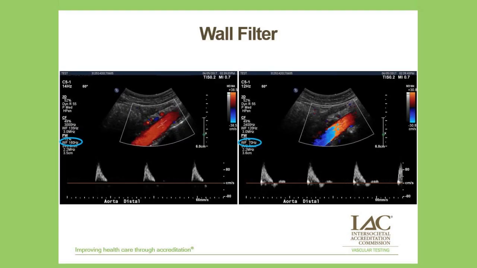So here in this image, the one on the left, we have our wall filter set at 160, which is now eliminating the baseline Doppler, and the one on the right shows you a nice triphasic signal, where on the left you have a monophasic signal. You have no Doppler on your baseline. So you just want to be careful. The one on the right is set at 70, the one on the left at 160. So just be careful not to use your wall filter to eliminate useful information.